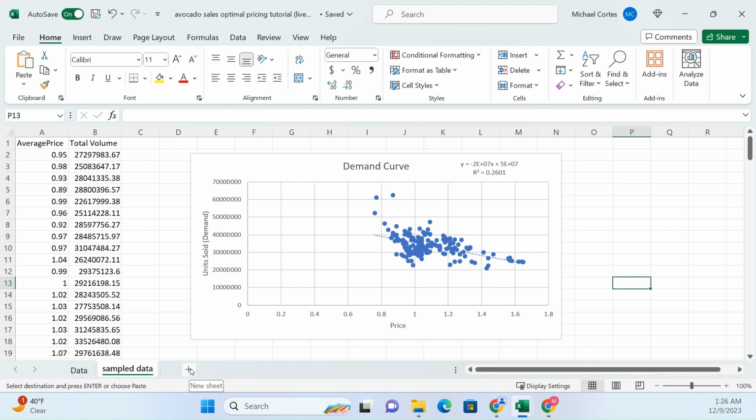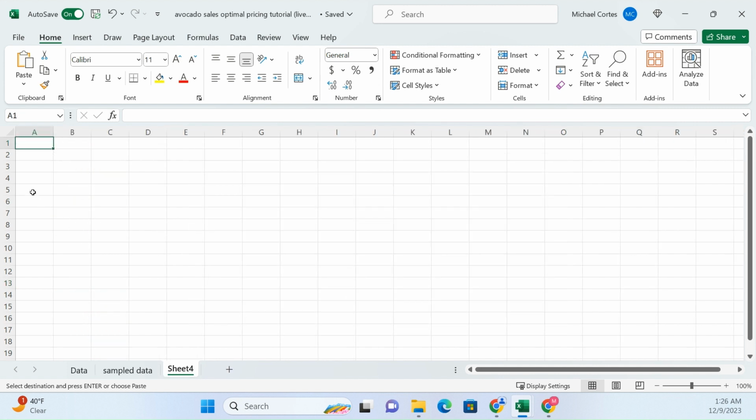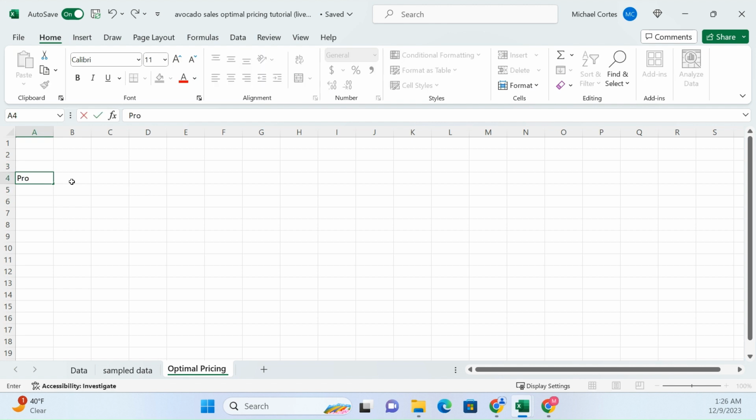So if we come over here, what we're going to do, let's call this optimal pricing. Let's say we have our product. Our product is avocado, right? And let's say it's a single avocado. How much is the avocado's price? Let's just put in some dummy numbers here. So let's say we're selling it for $1.40.